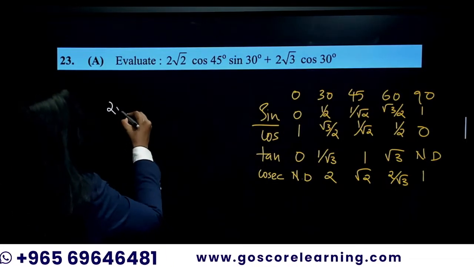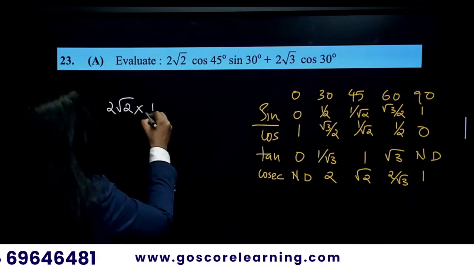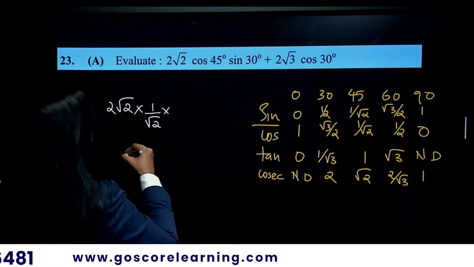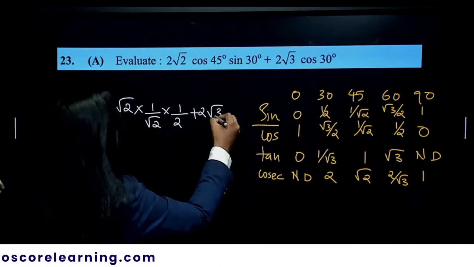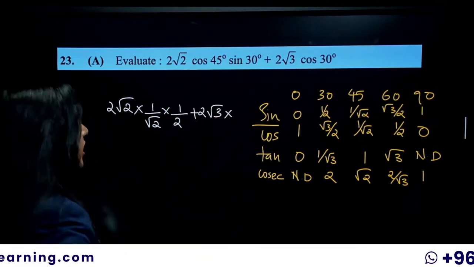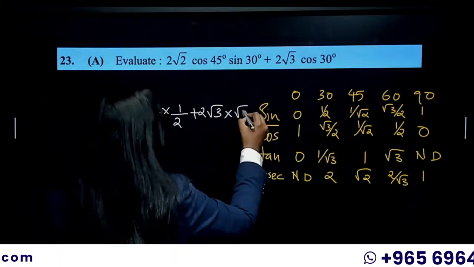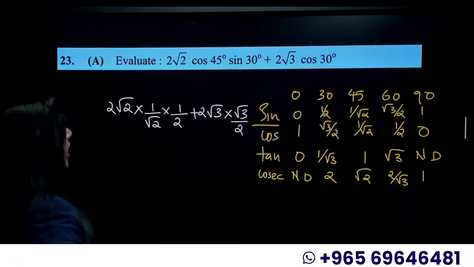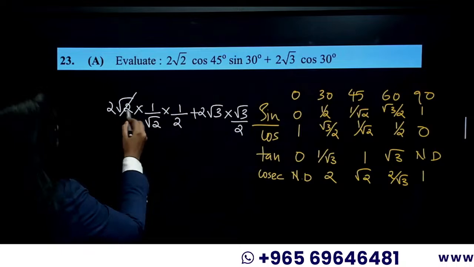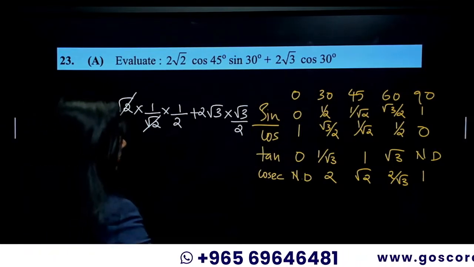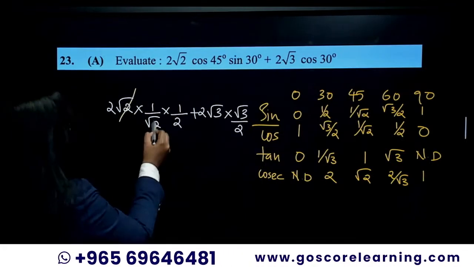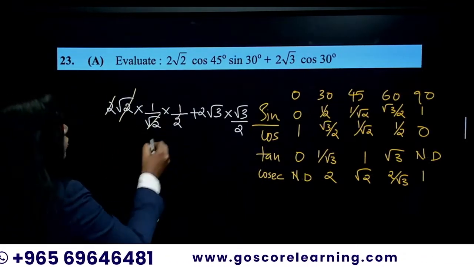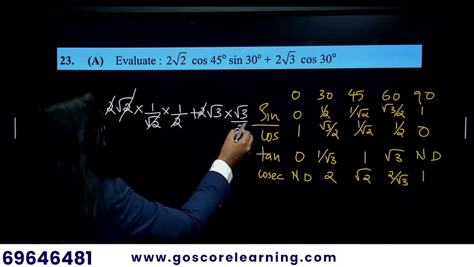Evaluate 2 root 2 into cos 45, which is 1 by root 2, into sine 30, which is equal to 1 by 2, plus 2 root 3 into cos 30. What is cos 30? It's root 3 by 2. And then root 2 and root 2 will get cancelled. 2 and 2 will get cancelled. And this 2 and this 2 will get cancelled.